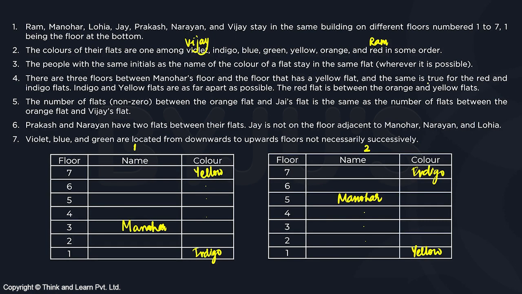And then it says the same is true for the red and indigo flats. So if I take indigo, there is going to be a difference of 3 flats, and then there is going to be a red color, and since it's red, he has to be Ram. And similarly, if I look at indigo, there should be a separation of 3 floors, and then it should be Ram's red color flat. So this is what we can conclude as of now. Let's look at the 5th statement. The number of flats between the orange flat and Jay's flat is the same as the number of flats between orange flat and Vijay's flat.